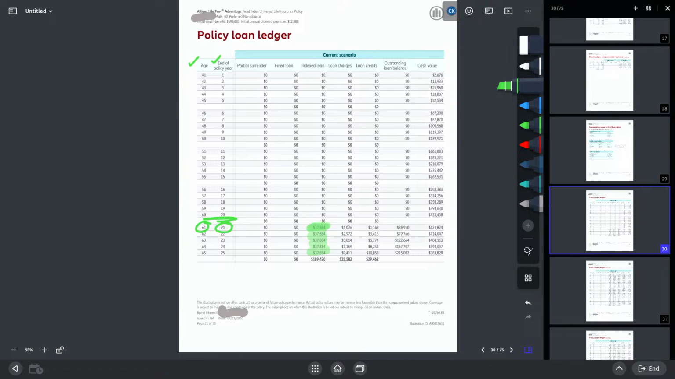But here's the deal. This is where I always say, and what I'm going to show you here is how you have to evaluate the policy loan ledger and then all the other assumption pages that are going to go along with this. And then you're going to have to learn how to cross-reference, do your own math, and create your own assessment on what you think is right. At the end of the day, that's all that matters.